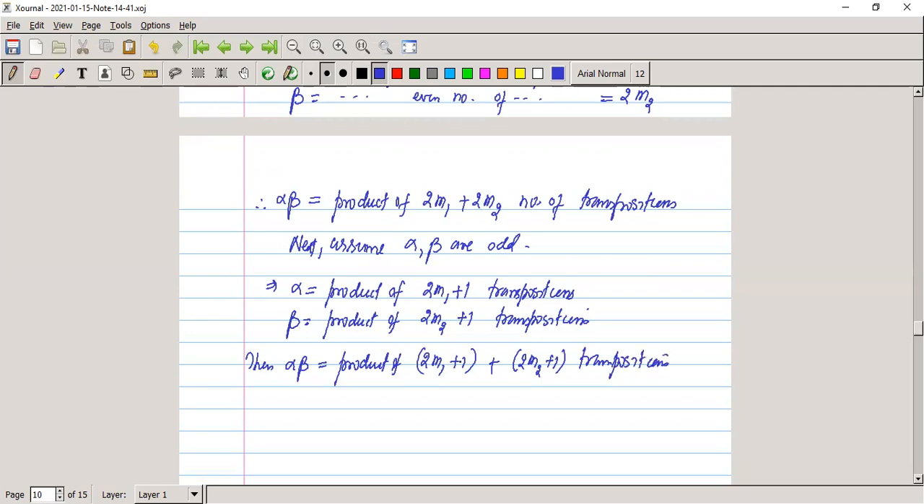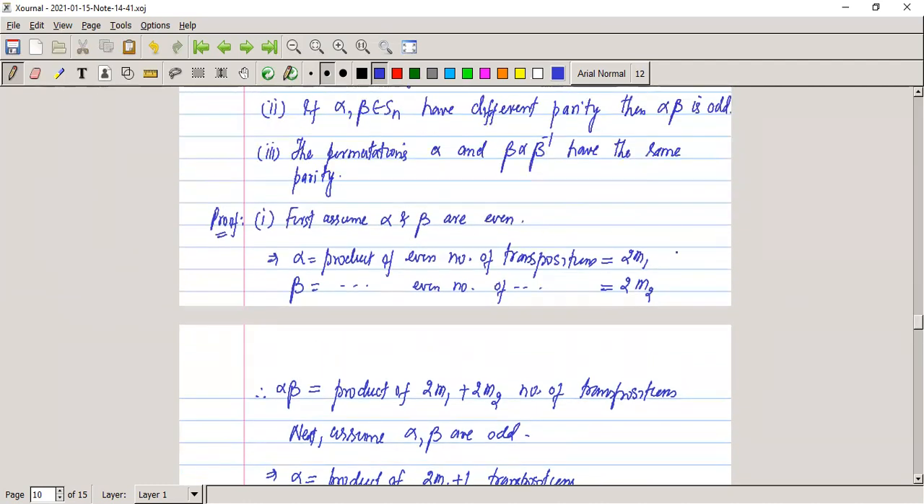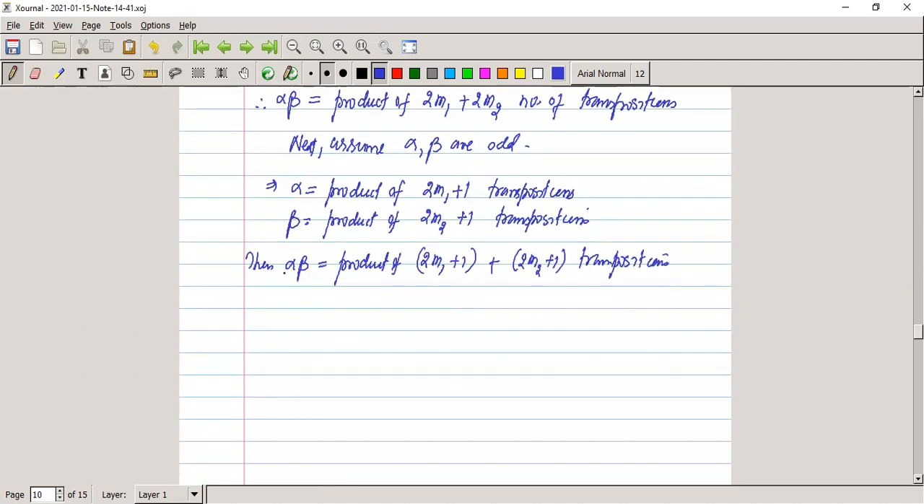And again we can see that the sum of two odd numbers is always an even number. So this means that if alpha and beta are both odd permutations, then alpha into beta is again an even permutation. So therefore finally we conclude that if alpha and beta have the same parity, it means that alpha into beta will always be even. Now similarly we can proceed towards the second part.